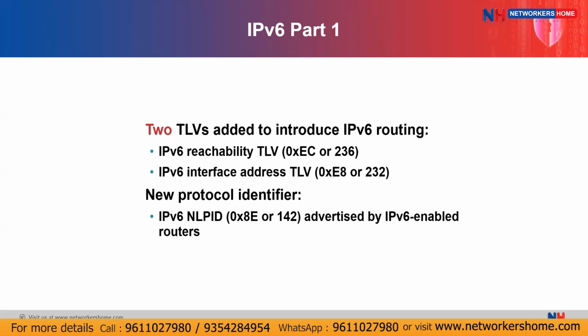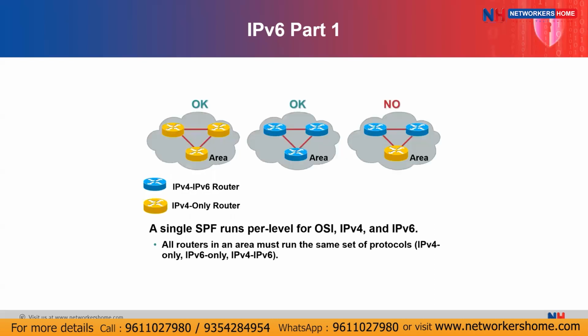NLPID, the network layer protocol PDU identifier, advertises IPv6 enabled routers. As we know, the IS-IS protocol doesn't join multicast groups, it uses link local layer 2 header information to form the routing adjacencies. So IPv4 router, IPv6 router, IPv4 only router. A single SPF, shortest path first, runs per level for OSI, IPv4 and IP version 6. All routers in an area must run the same set of protocols: IPv4 only, IPv6 only, or IPv4 and IPv6.